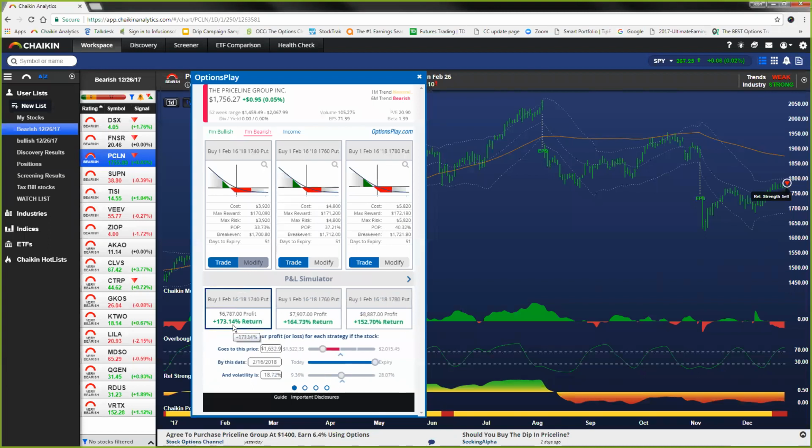Again, the farther out of the money you go, the more leverage you're getting. Even though the delta is lower, if it makes that big move, gamma is going to change that delta. That delta is going to move up, and you entered it on a very low number. So there you go.